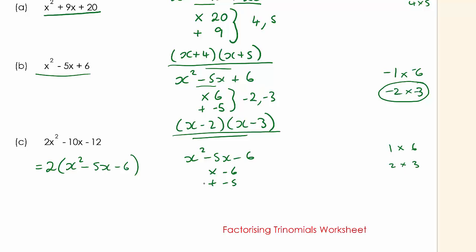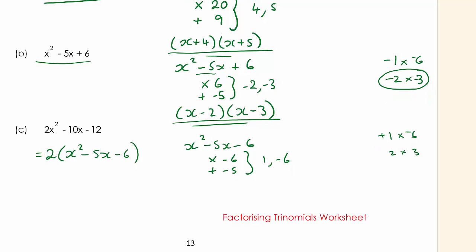If we want to add to get negative 5, then probably it's going to be the negative 6 and the positive 1 will do it. Remember, we can't do it with this one, because 1 needs to be positive, 1 needs to be negative. So that looks like 1 and negative 6. Now don't forget, we need that 2 in front, and then we've got 2 brackets, and the brackets will contain x plus 1 and x minus 6. And again, you could re-expand that to make sure you get the right answer.